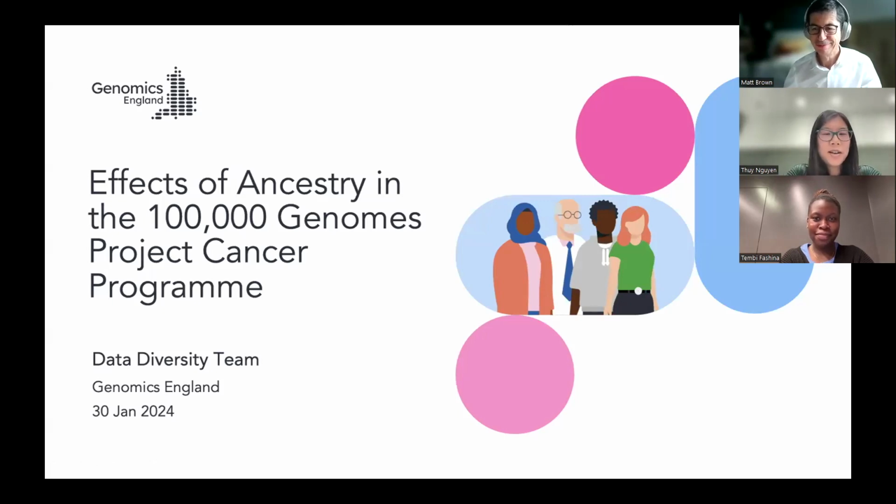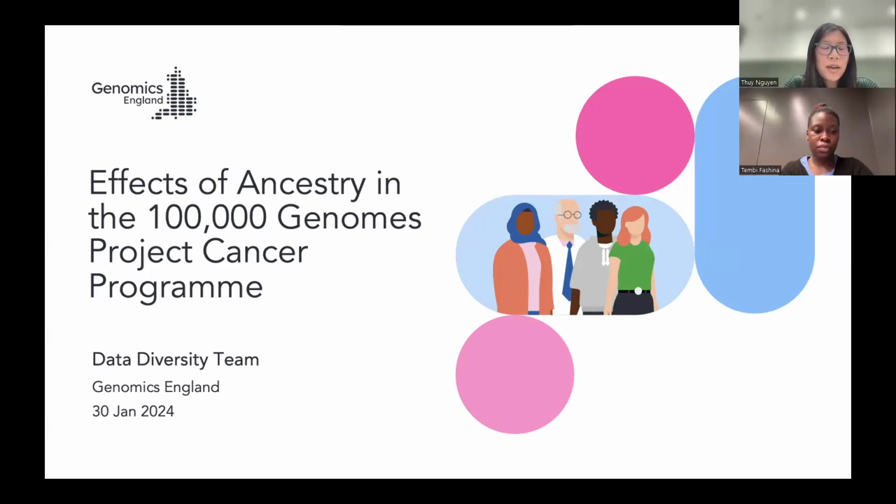Out of the way. So today we're going to talk about the 100,000 Genomes Project, specifically the cancer program. And we're going to focus on how patient ancestry affected their clinical care while they were enrolled in this program.